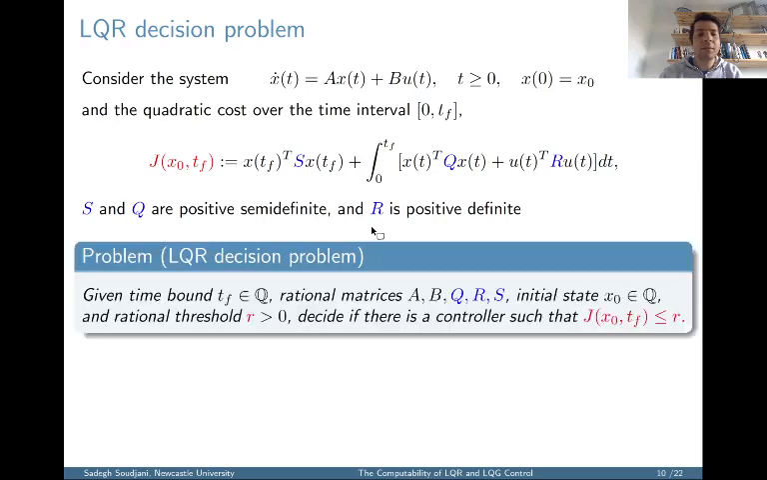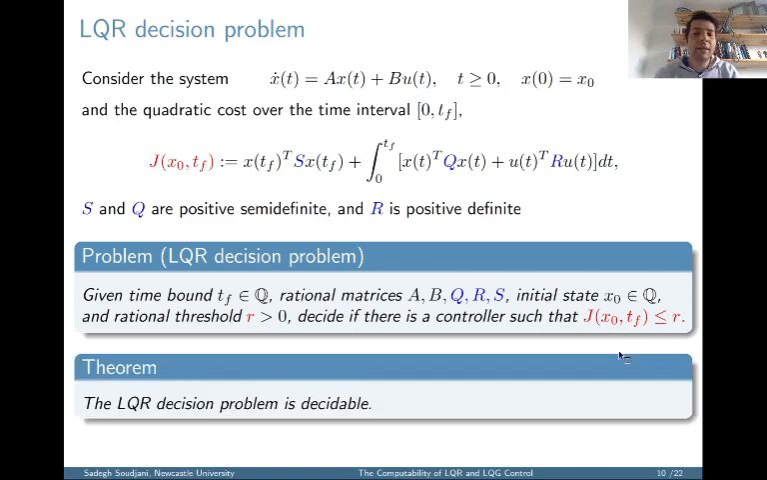Okay. So now the decision problem asks whether there is a controller such that this optimal cost is less than or equal to some threshold. Here I assume that all the matrices characterizing the problem are rational. So A, B, Q, R, S, initial state, and the threshold. These are all rational, and I ask whether there is a controller such that the cost associated to this controller is less than or equal to R. And here is the result that says the LQR decision problem is decidable. Now let's see how we can establish the decidability of this problem.